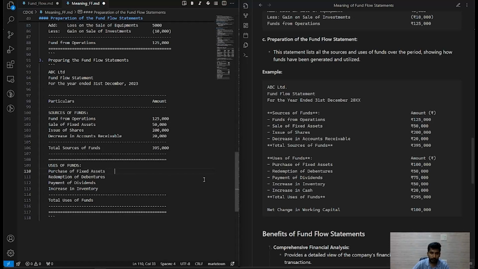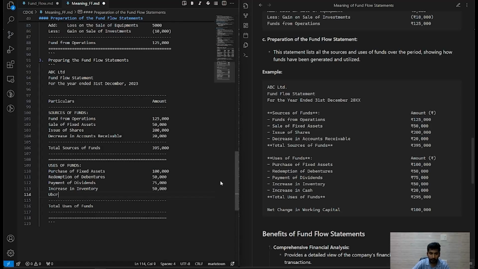Let's first fill up the purchase of fixed asset. We purchased the fixed asset of rupees 1 lakh. We redeemed the debentures of rupees 50,000. We made the payment of dividends for rupees 75,000. We increased the inventory by 50,000. We also have one more head, that is the increase in cash. So our cash was increased by 20,000, making the total uses of funds as 2,95,000.